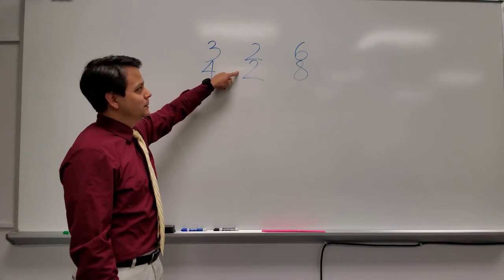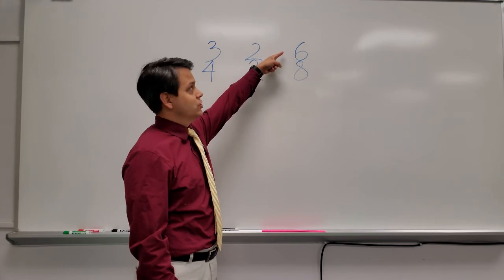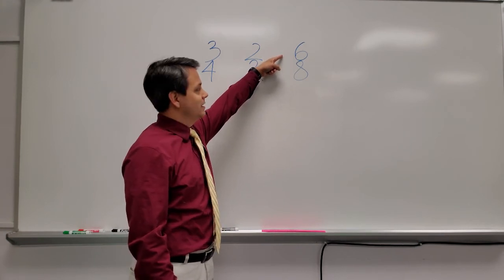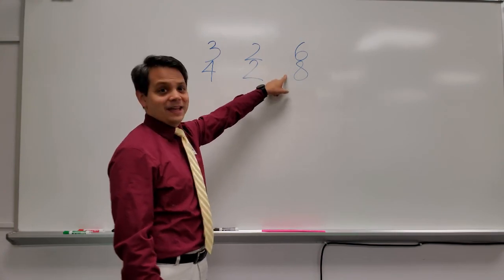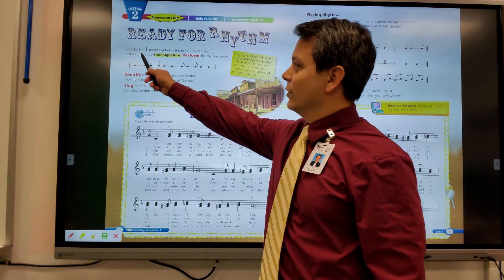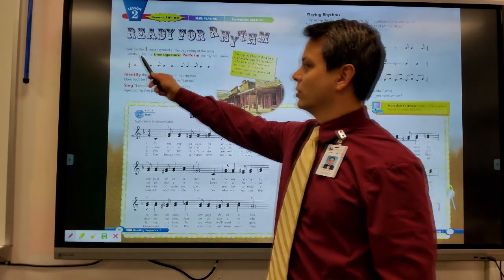the beat. And then in 6/8, how many beats do we have in a measure? 6. And what note gets the beat? Well, that would be the 8th note. Look for the 4/4 meter symbol at the beginning of the song Laredo.